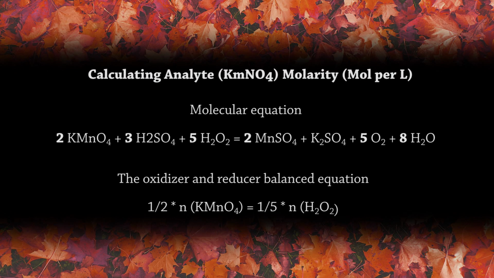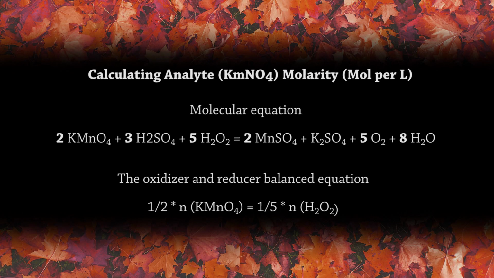Now, let's discuss the nature of the redox reaction in question. The accepted molecular equation advises that combining 2 moles of potassium permanganate, 3 moles of sulfuric acid, and 5 moles of hydrogen peroxide yields 2 moles of manganese sulfate, 1 mole of potassium sulfate, 5 moles of oxygen, and 8 moles of water. Our experiment is directly concerned with the reaction of hydrogen peroxide and potassium permanganate.